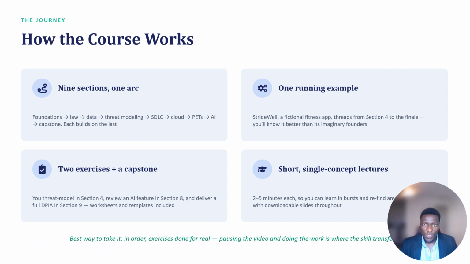How the course works: 9 sections in one deliberate arc. Foundation, then the law engineers need, then the data itself, then threat modeling, the heart of this course, then embedding privacy in the development lifecycle, the cloud, privacy enhancing technologies, AI, and finally the capstone. Each section builds on the last, so take them in order.